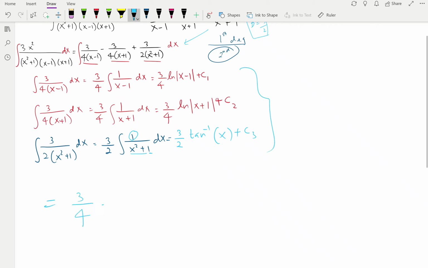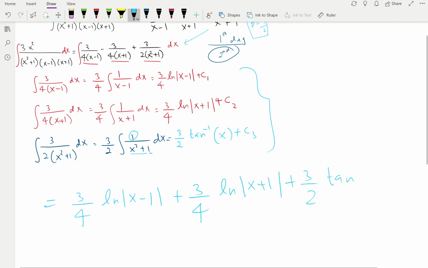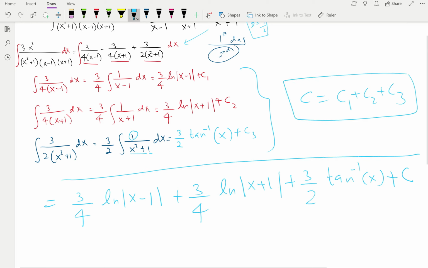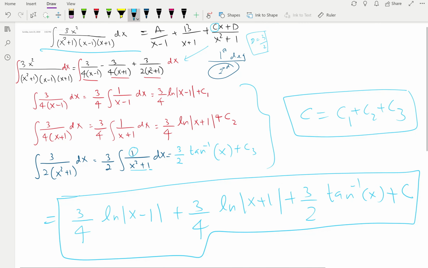Okay, so for the final solution, let's write these three solutions together. So 3 over 4 natural log absolute value of x minus 1, plus 3 over 4 natural log absolute value of x plus 1, plus 3 over 2 tangent inverse x, and an arbitrary constant capital C. So let's choose capital C to be c1 plus c2 plus c3. Alright, so this is the solution for the integral that we started with.